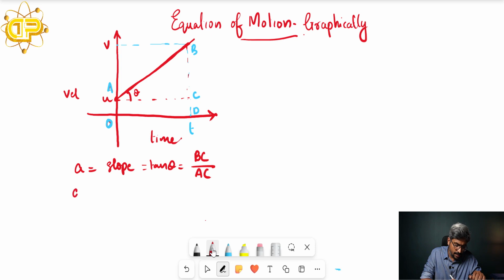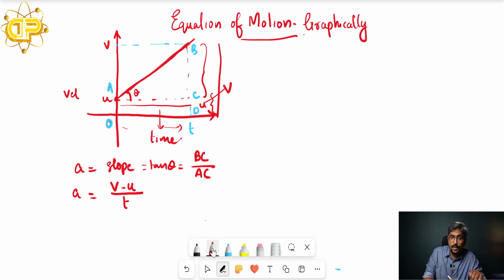And here you can say a is equal to what? BC. BC means what? This total value is V, and this value is U. So if you subtract these values, you will get BC, that is V minus U, divided by AC. What is AC? AC is nothing but the time interval, which is small letter t. So a is equal to (V minus U) by t.